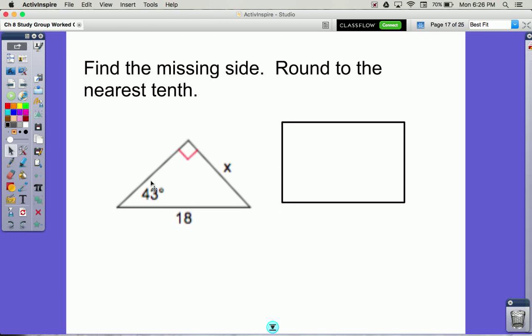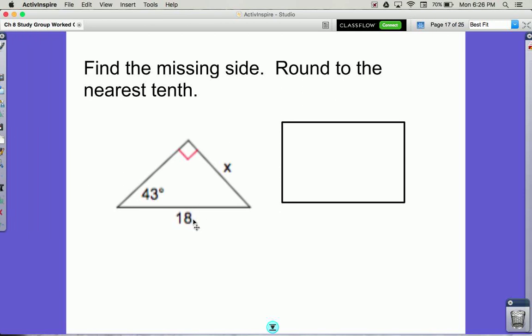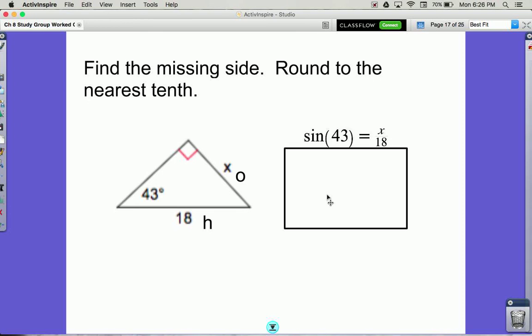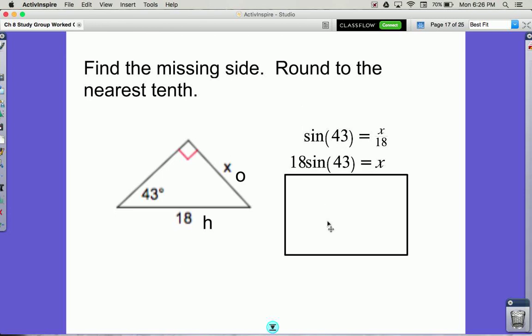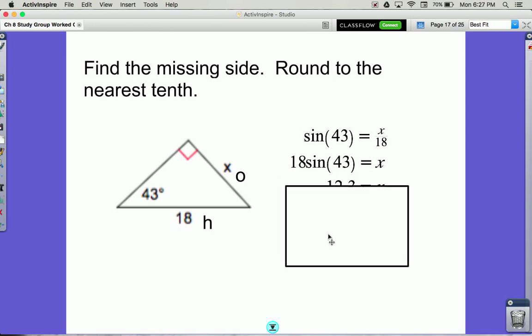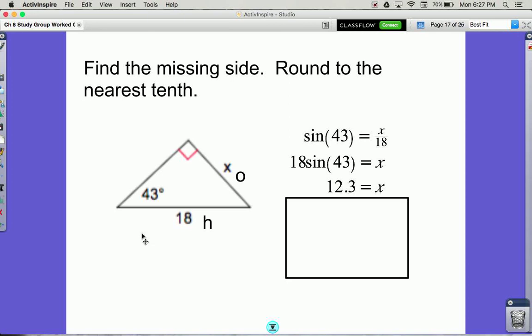On this one, looking at 43 degrees, you're going to start by looking at the fact that 18 is the hypotenuse and x is opposite. So you're going to use sine. So the sine of 43 equals x over 18. Multiply by 18 on both sides, you get 18 sine of 43 equals x. So 12.3 equals x.